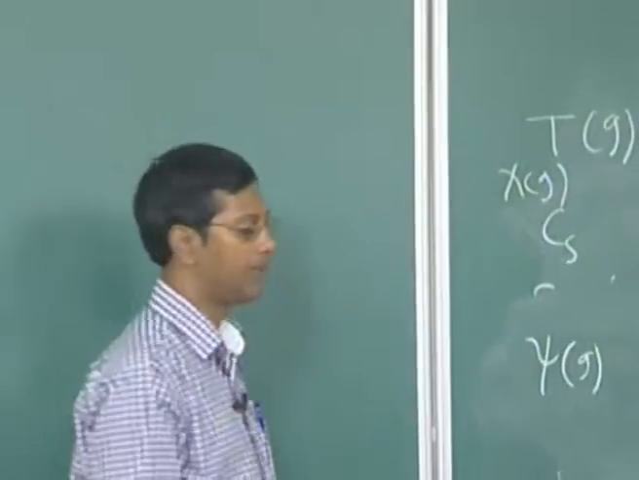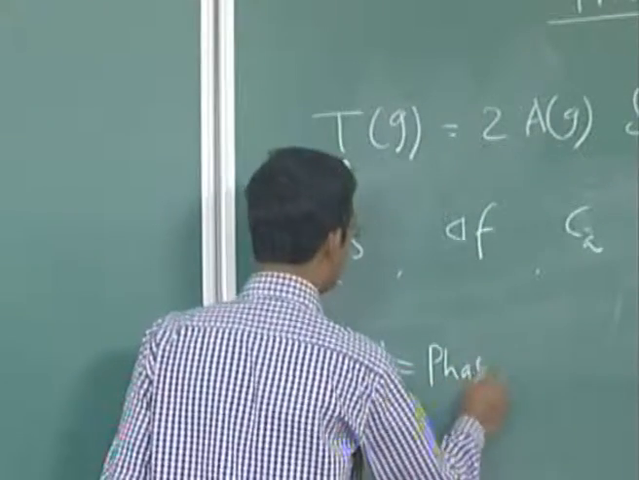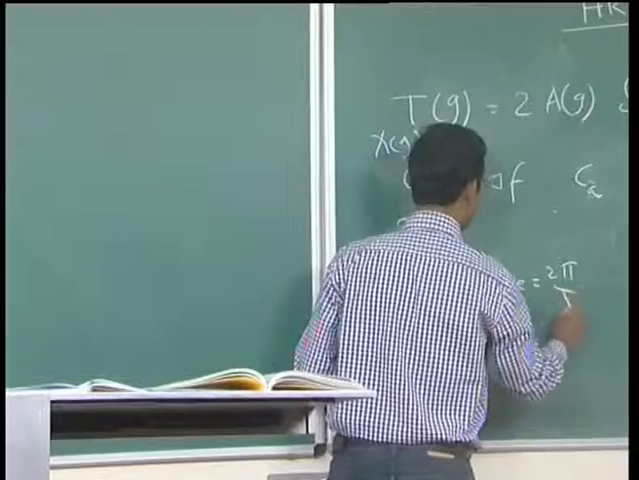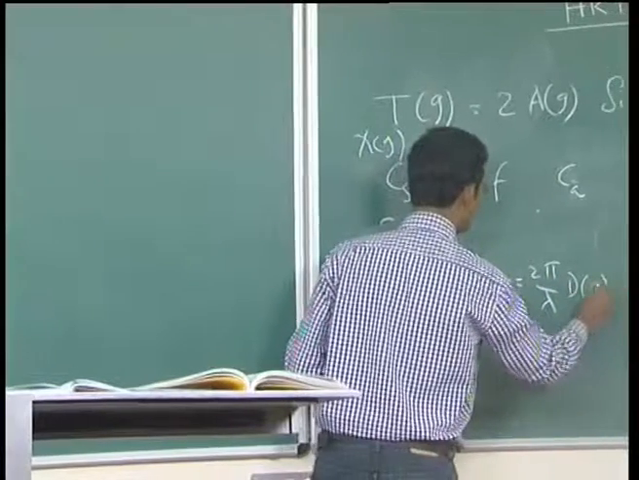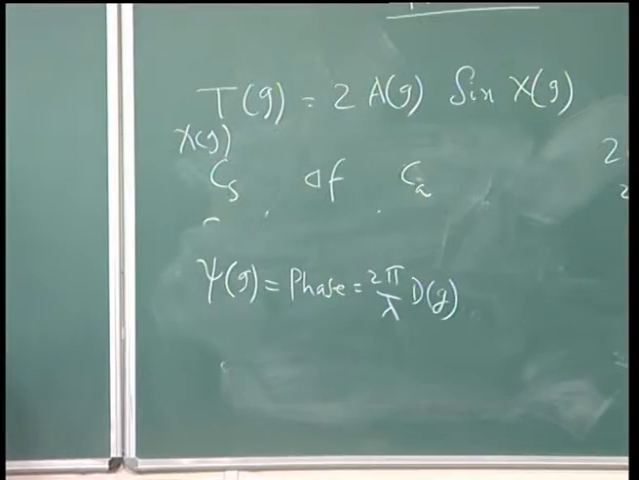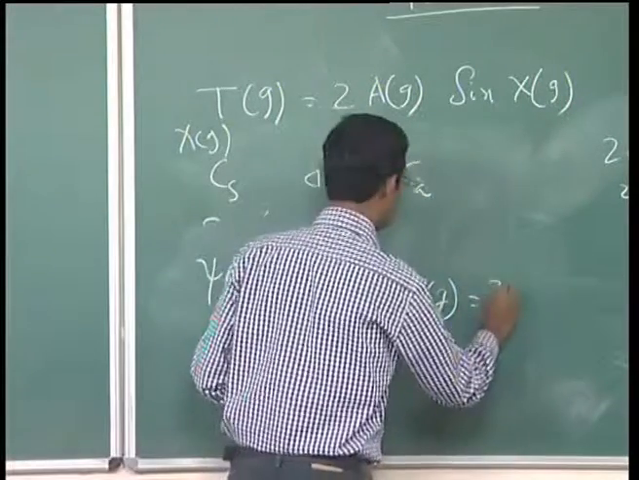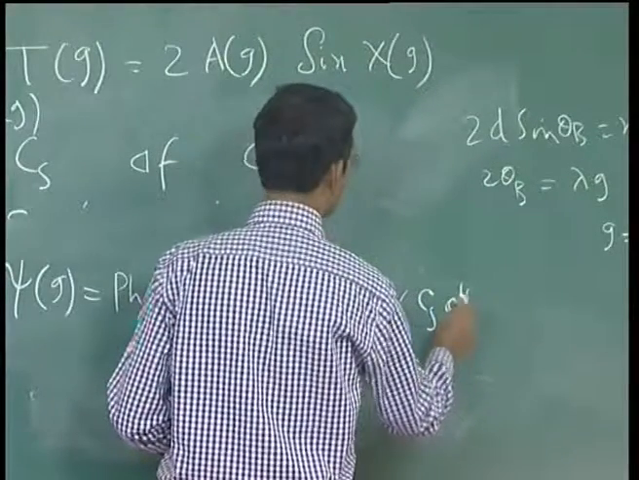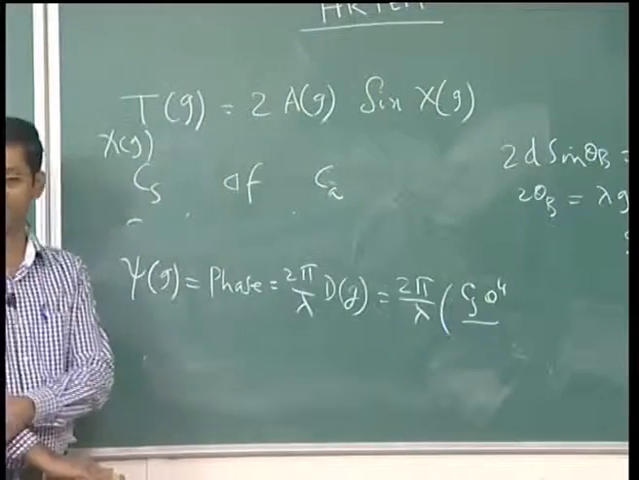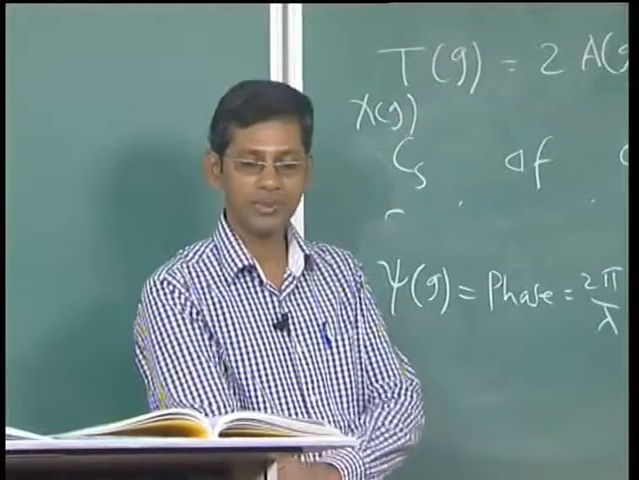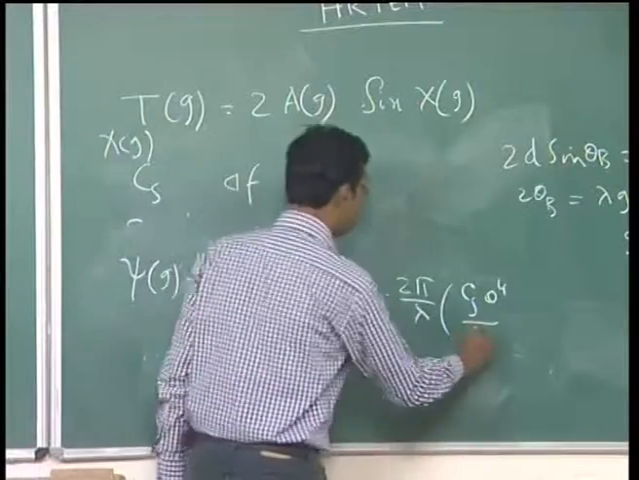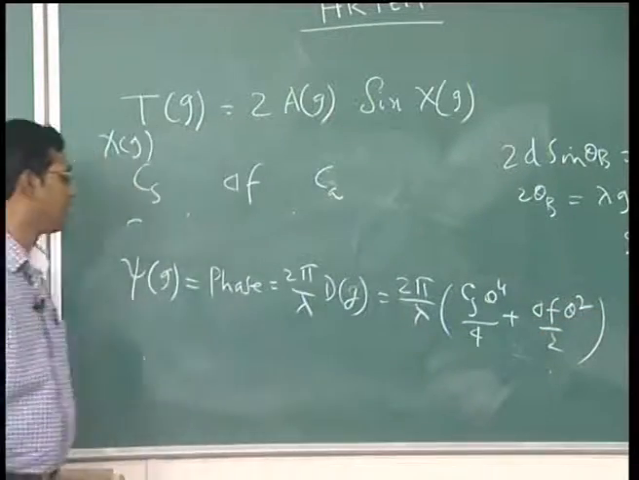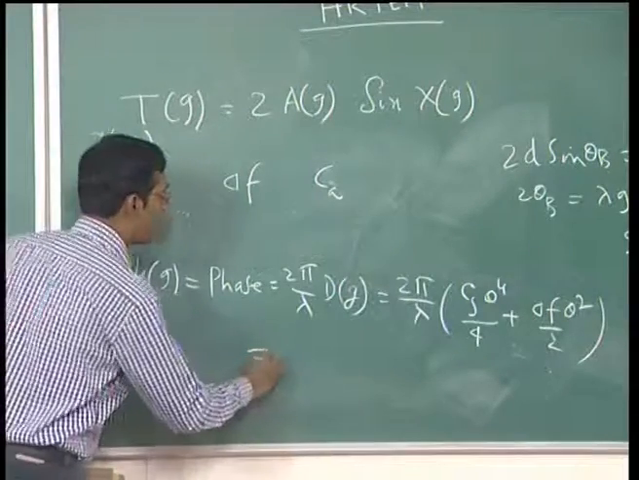Psi z is the phase, which is equal to 2 pi by lambda into d, and this is nothing but 2 pi by lambda into Cs theta to the power 4 by 4 plus delta f theta square by 2, and this can be easily written in a more simplified form like this.